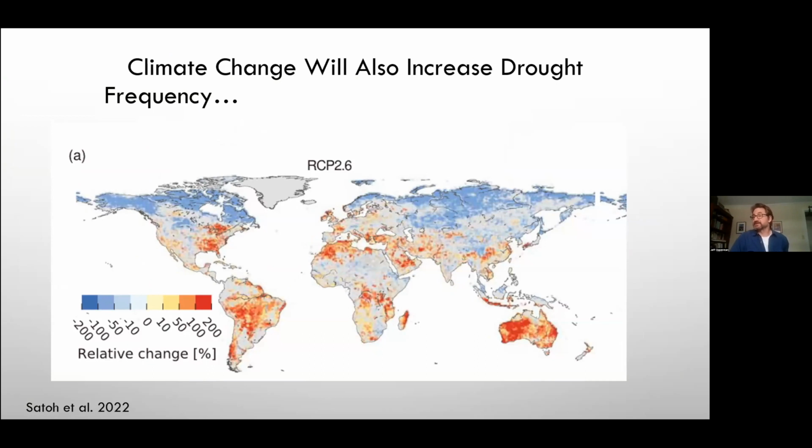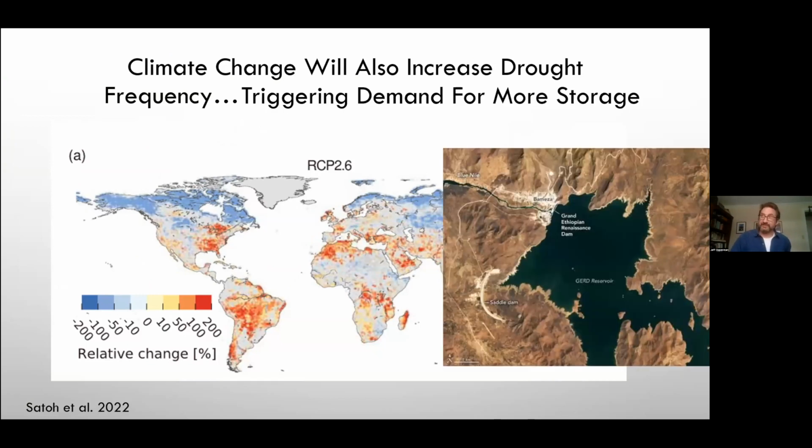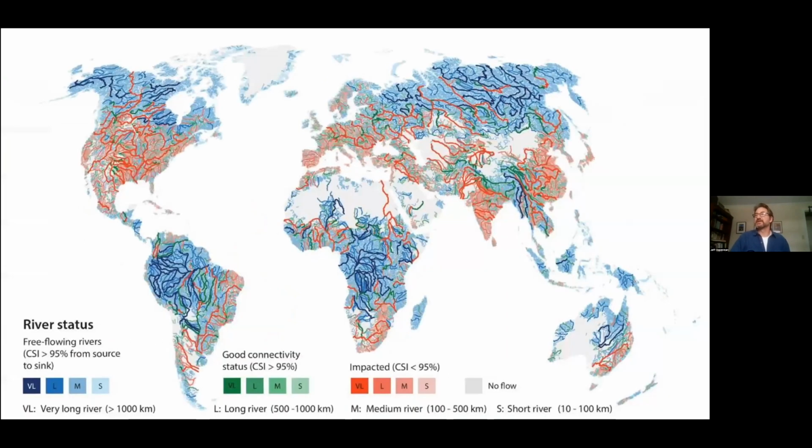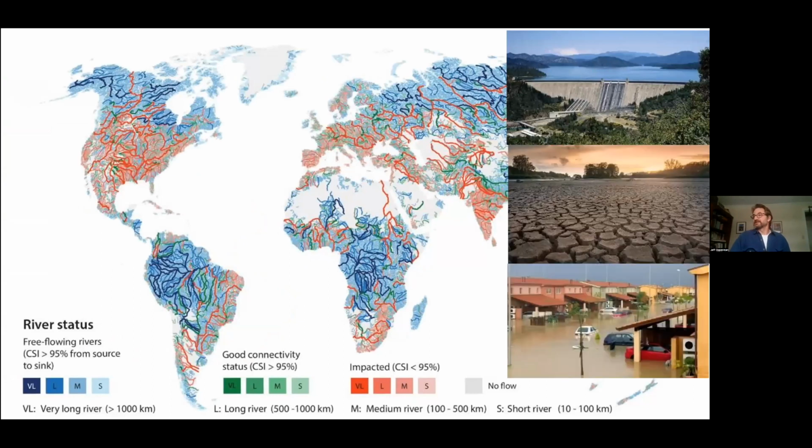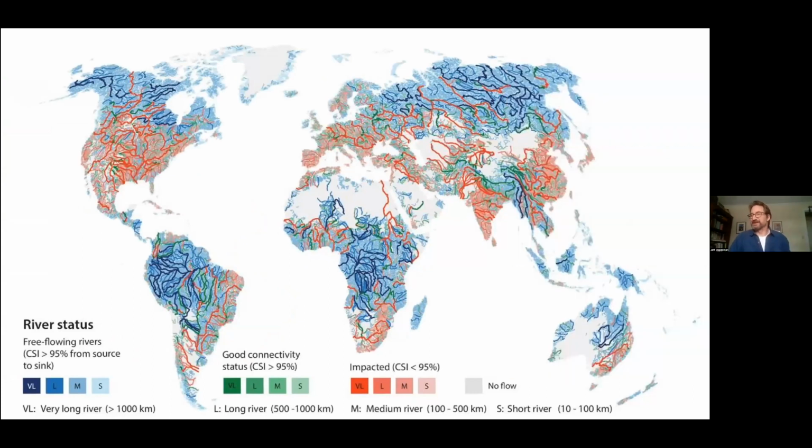So that includes many of the areas that are already somewhat dry, and many of the world's breadbaskets, if you think about the major wheat growing regions. So all of this is going to drive demand for more storage and more infrastructure. So you can see the trade-offs: trying to navigate maintaining the benefits of free-flowing rivers would become increasingly difficult in this period of global transitions and global transformations.